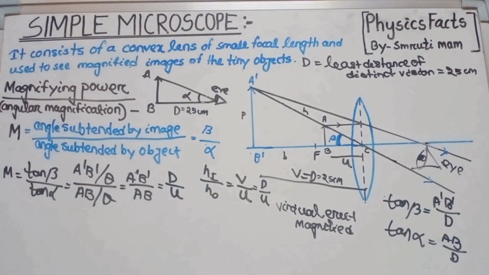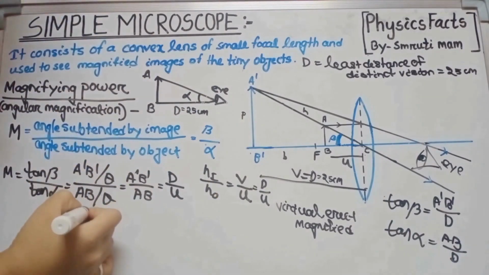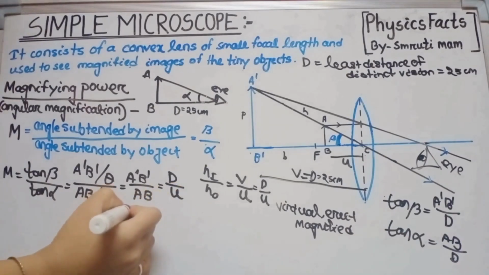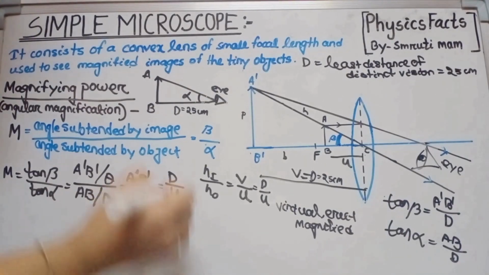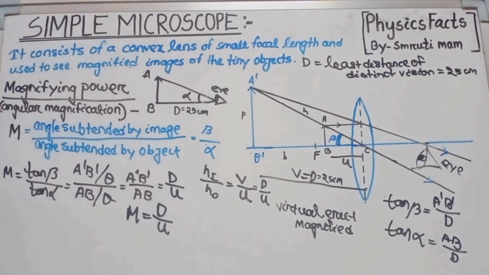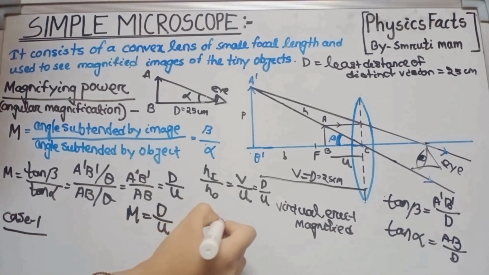That is the general concept, that magnifying power, that m equals to D by U. Now we go to discuss two cases. Case 1, case 2. What is two case?